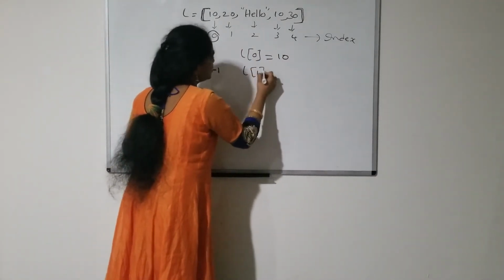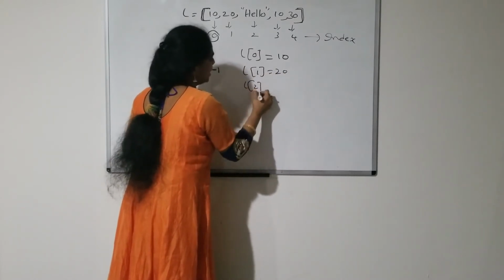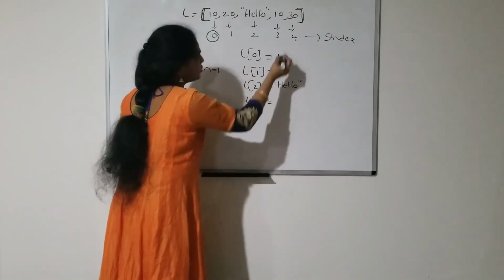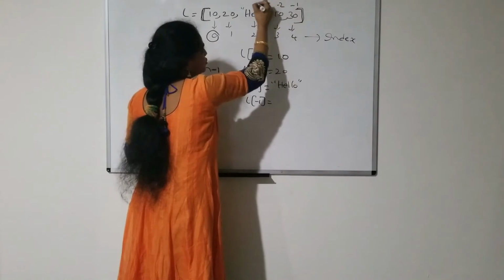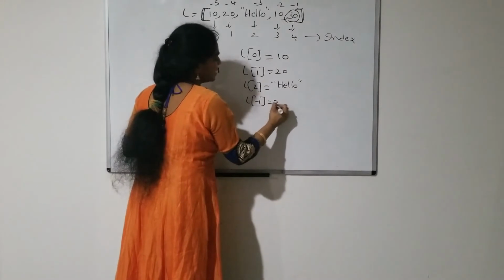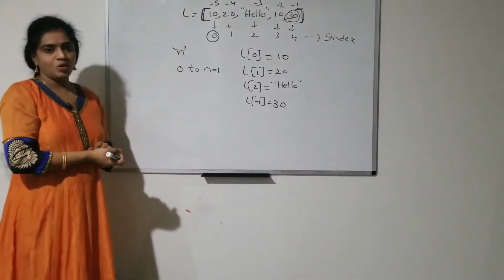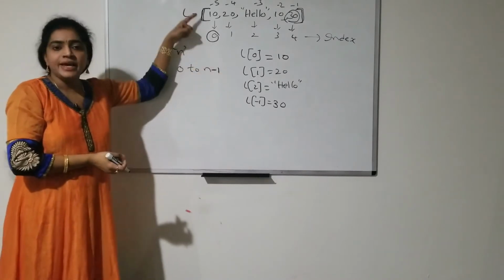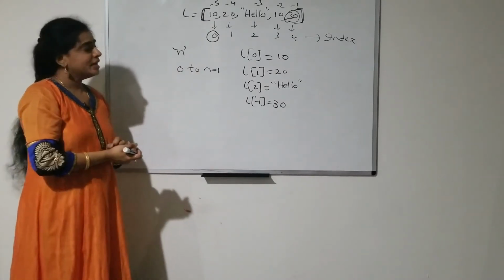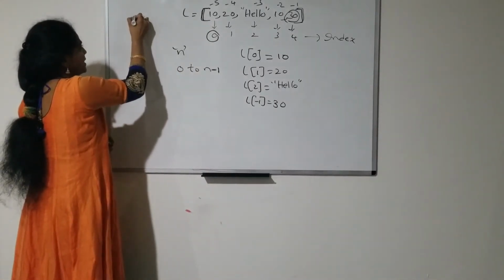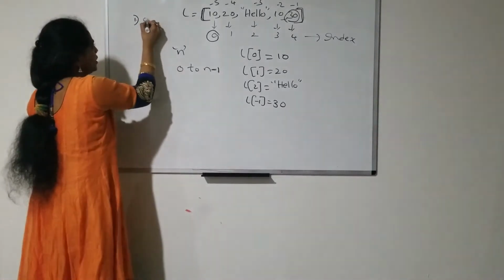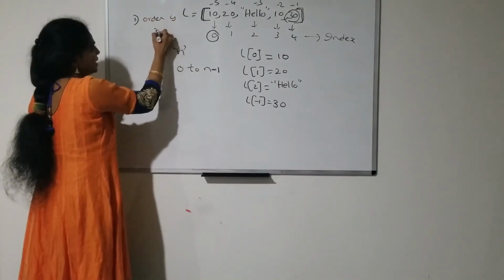Similarly L of 1 means 20, L of 2 means hello, like that. L of minus 1 means always the last element, then minus 2, minus 3, minus 4, minus 5. L of minus 1 will always represent the last element. That means indexing is allowed in the list. So till now what we have learnt about the list: a list is a collection of elements in which order is important.